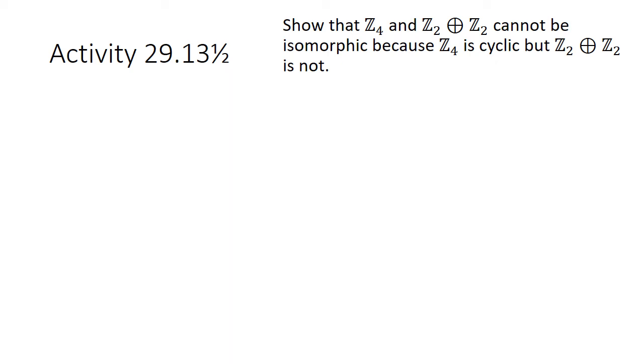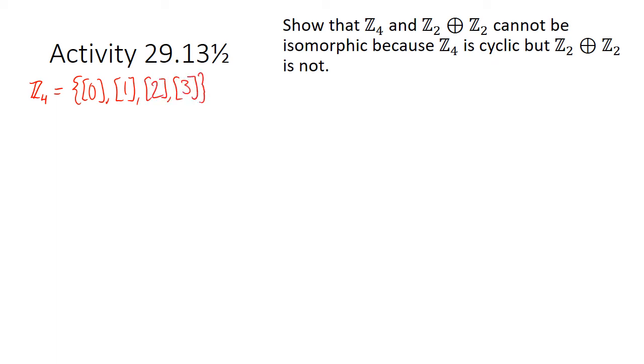Okay, so let's go ahead and go over this. Show that Z4 and the external direct product of Z2 and Z2 cannot be isomorphic because Z4 is cyclic, but this external direct product of Z2 and Z2 is not cyclic. Okay, so remember that Z4 is the following congruence classes. So there's 0, and then there's 1, and then there's 2, and then there's 3.